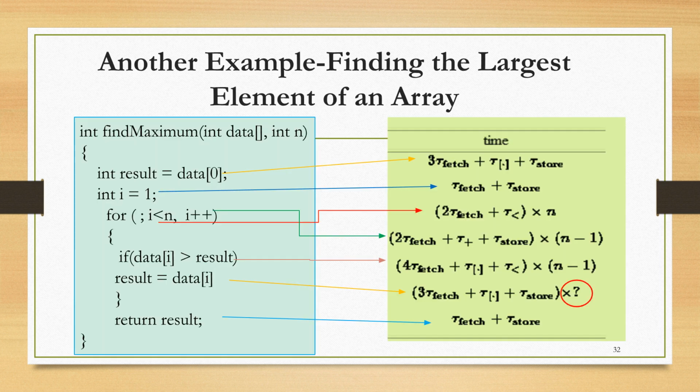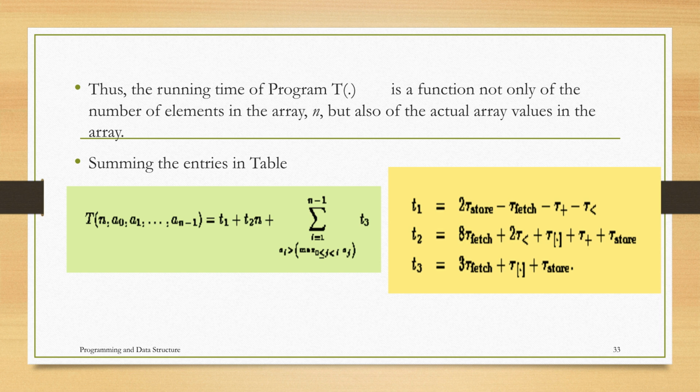Another example is finding the largest element in an array. This function initializes result with the first element and iterates to compare and update result if a larger element is found. The running time of this program, T, depends not only on the number of elements n, but also on the actual array values. Summing the entries from the analysis table reveals this dependence.